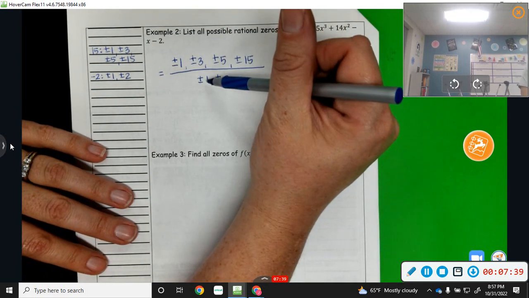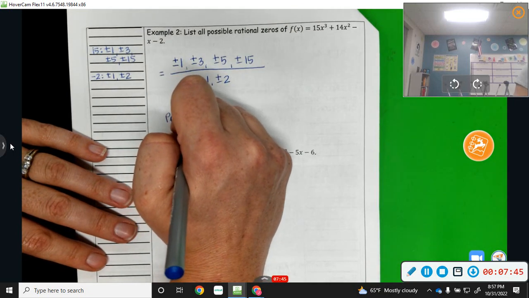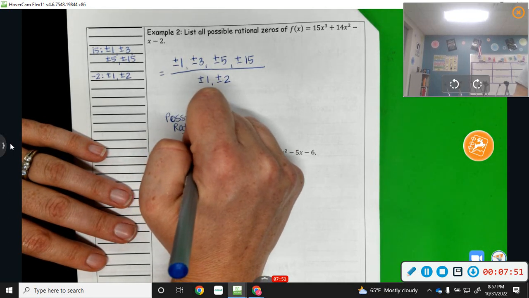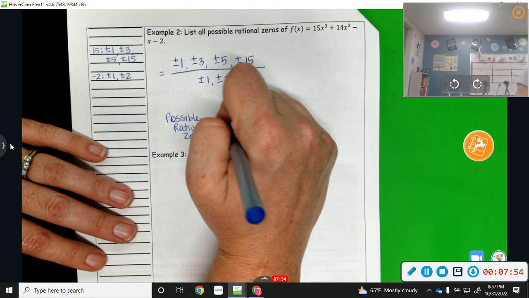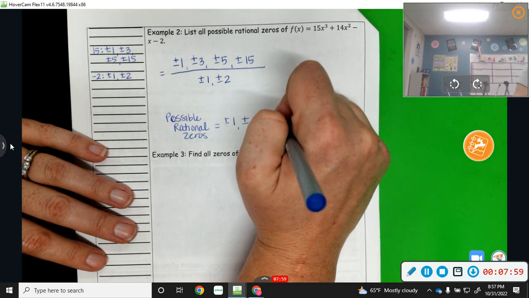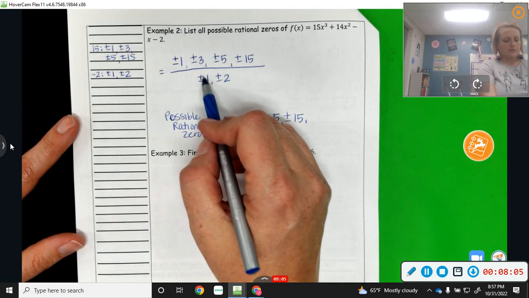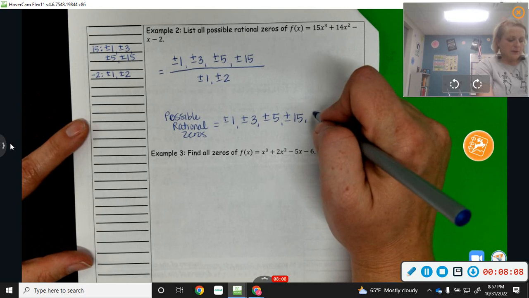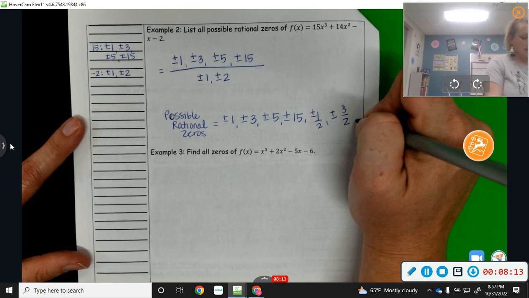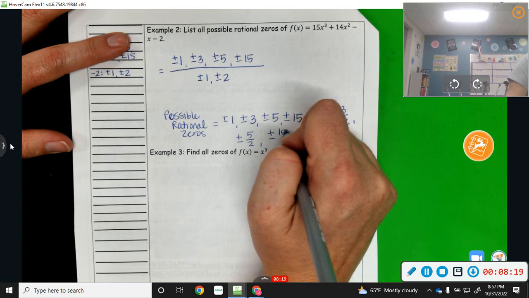Okay, well, the 1 doesn't change anything. So my possible zeros, so rational zeros, are positive negative 1, positive negative 3, positive negative 5, positive negative 15. We got 4 of them. Then we have positive negative 1/2, positive negative 3/2, positive negative 5/2, and then positive negative 15/2.